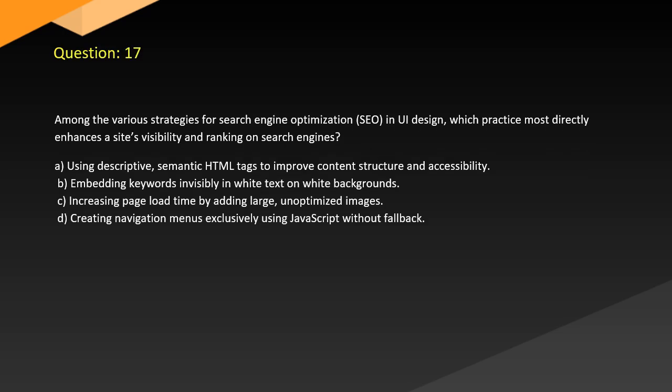Question 17. Among the various strategies for search engine optimization, SEO in UI design, which practice most directly enhances the site's visibility and ranking on search engines? A. Using descriptive, semantic HTML tags to improve content structure and accessibility. B. Embedding keywords invisibly in white text on white backgrounds. C. Increasing page load time by adding large, unoptimized images. D. Creating navigation menus exclusively using JavaScript without fallback.